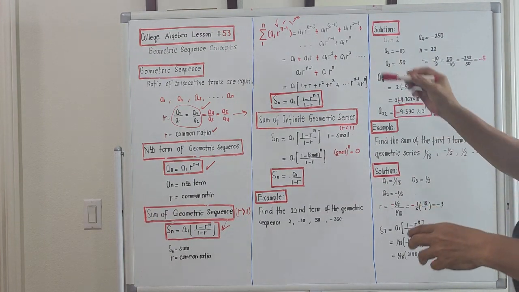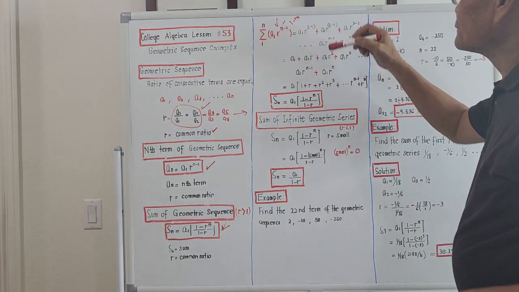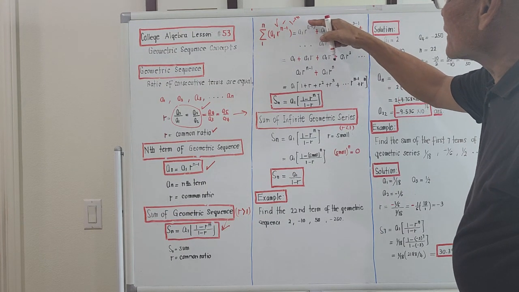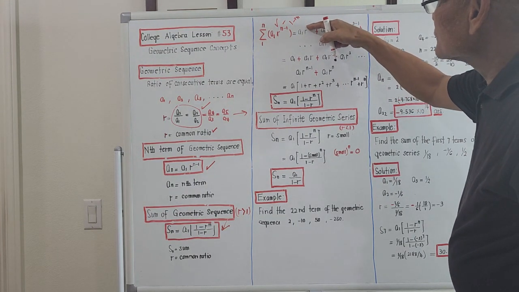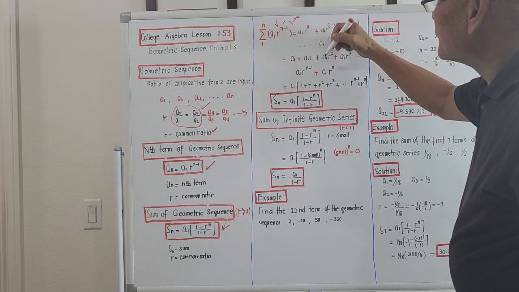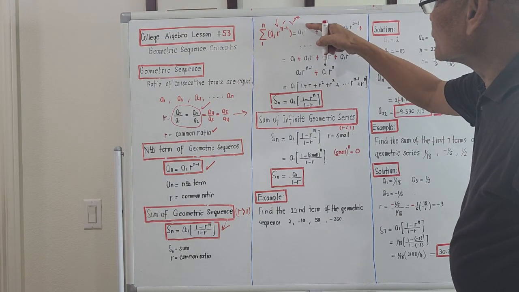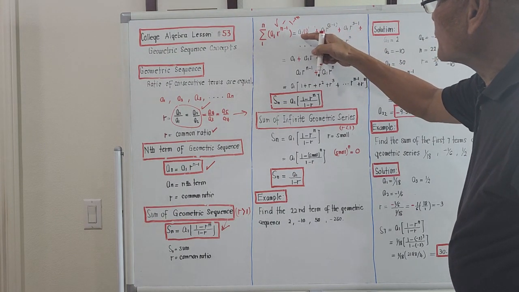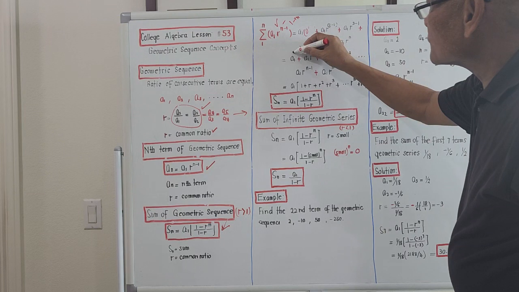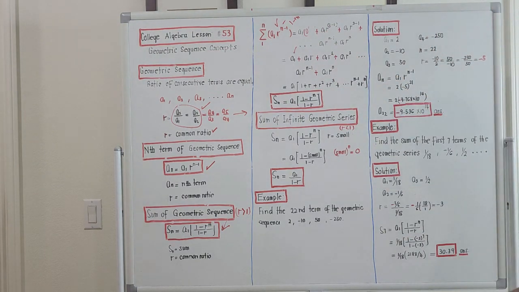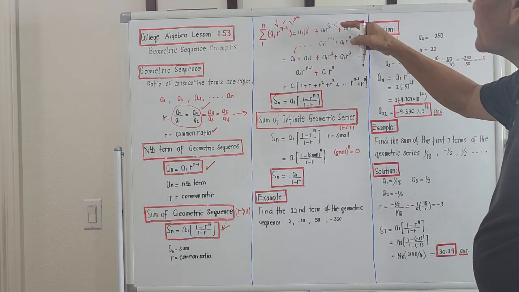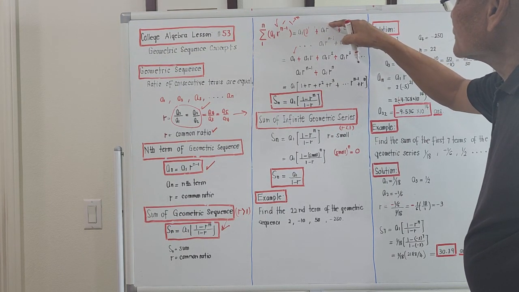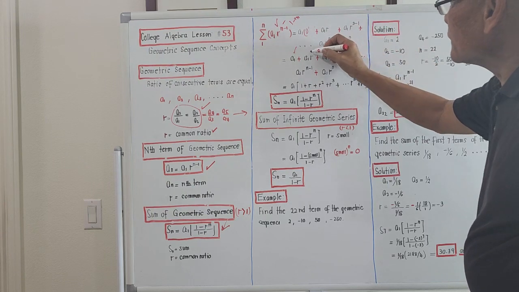If we try to simplify this one, R raised to 1 minus 1 is actually 0, right? And R to the 0 is actually 1. So the first one will be A1 times 1, or simply A1. Next one, 2 minus 1 will just be simply 1, or just simply R. So the simplification of the second term is actually A1 times R.